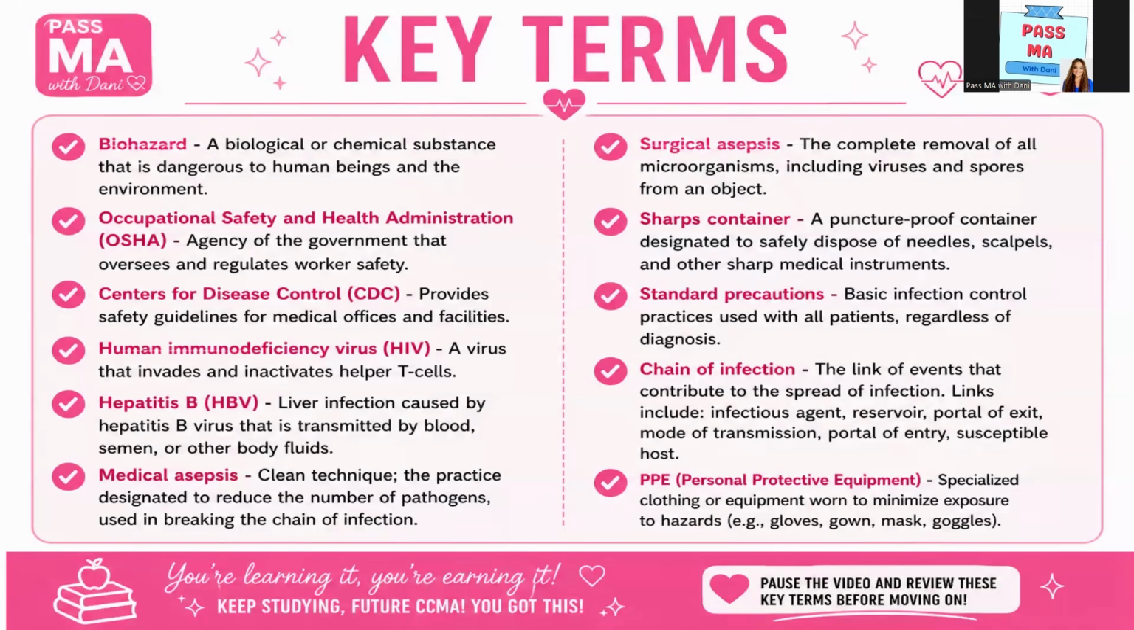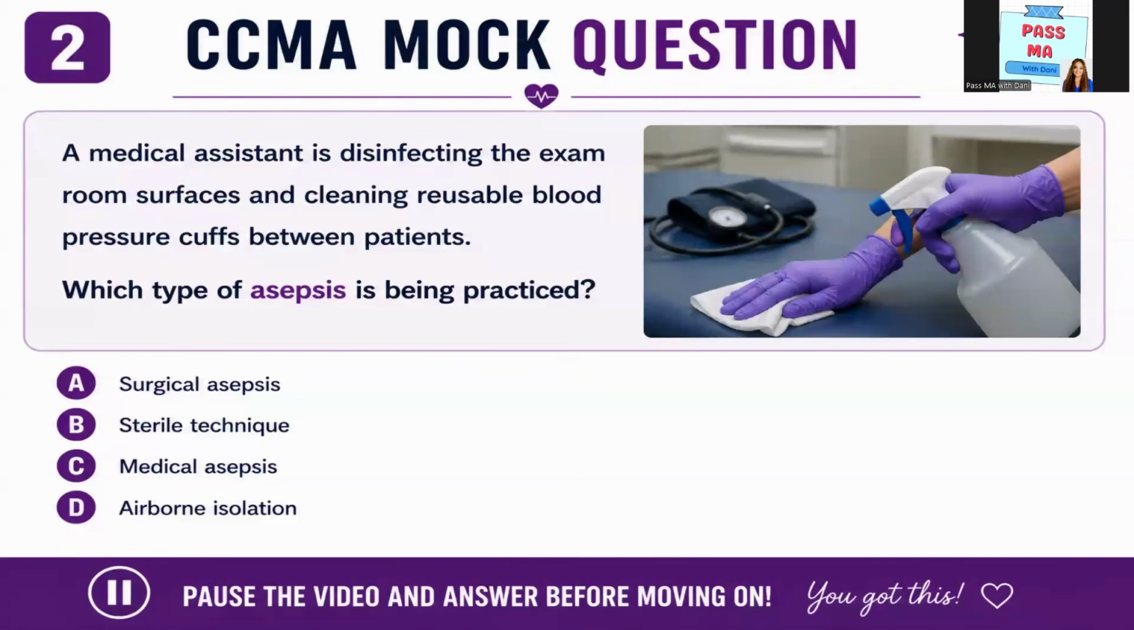All right, let's go ahead and do a practice question. So we have a medical assistant is disinfecting the exam room surfaces and cleaning reusable blood pressure cuffs between patients. What type of asepsis is being practiced? A, surgical asepsis. B, the sterile technique. C, medical asepsis. Or D, airborne isolation. Again, pause it again if you need to. Answer the question before moving on.